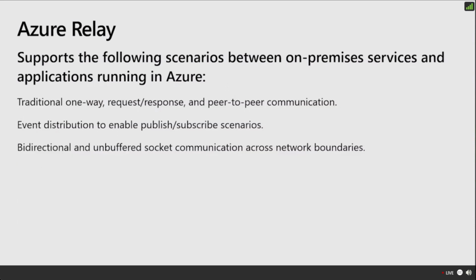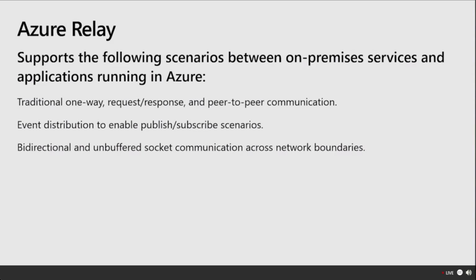So Azure Relay supports the following scenarios between on-premises services and applications running in Azure. It supports the traditional one-way request response and peer-to-peer communication. It supports event distribution to enable publish and subscribe scenarios, and it supports bidirectional and unbuffered socket communication across network boundaries.